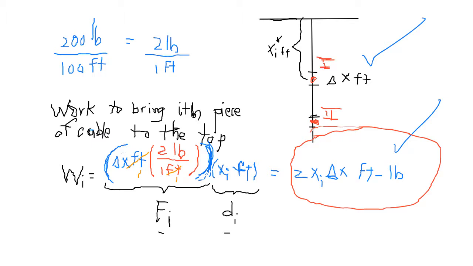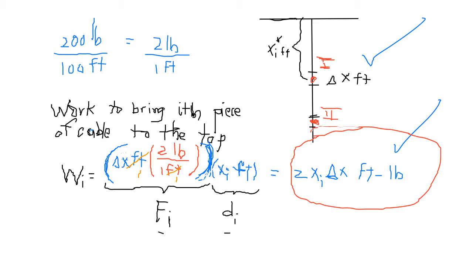Which piece of cable, cable piece 1 or cable piece 2, is going to require more work to bring it to the top? The first piece of cable or the second piece of cable? Which is going to take more work to bring to the top of the building? Both pieces of cable are delta x feet wide, by the way.